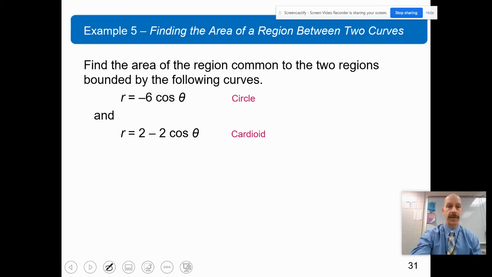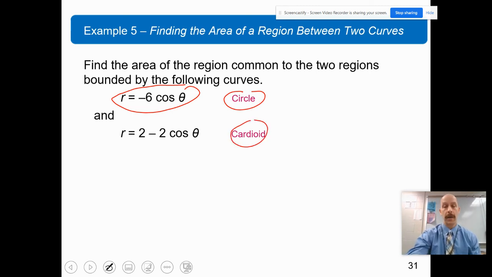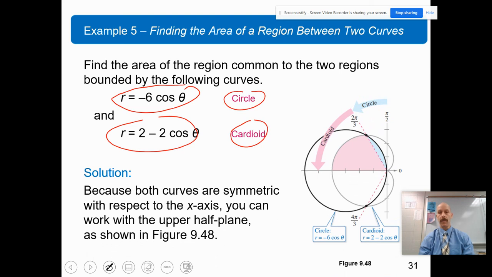So I've got two curves. I've got a circle again. So this is r equals negative 6 cosine theta. And then we got a cardioid, which is r equals 2 minus 2 cosine theta. So here's the graph of this. So we are trying to find the area that these two curves have in common.